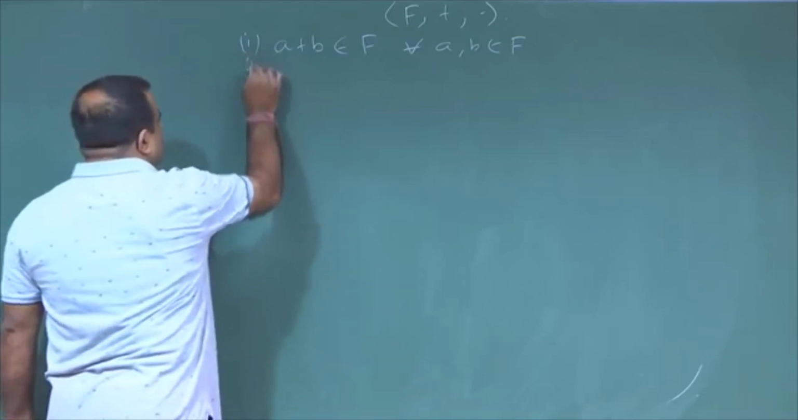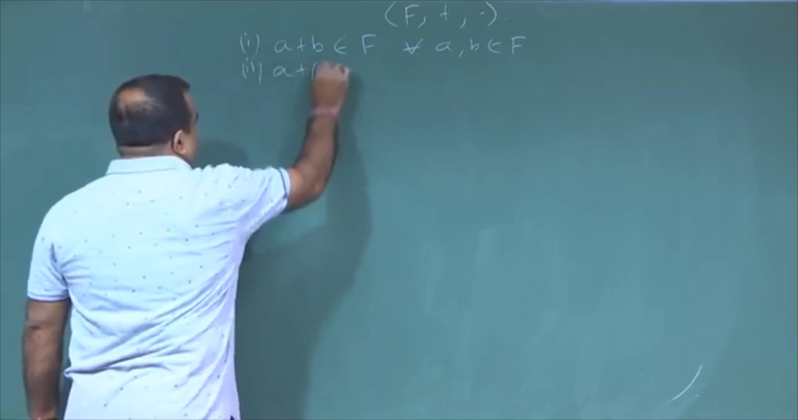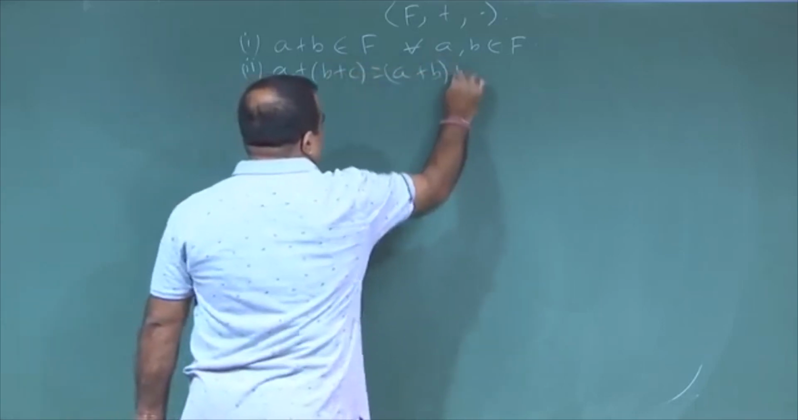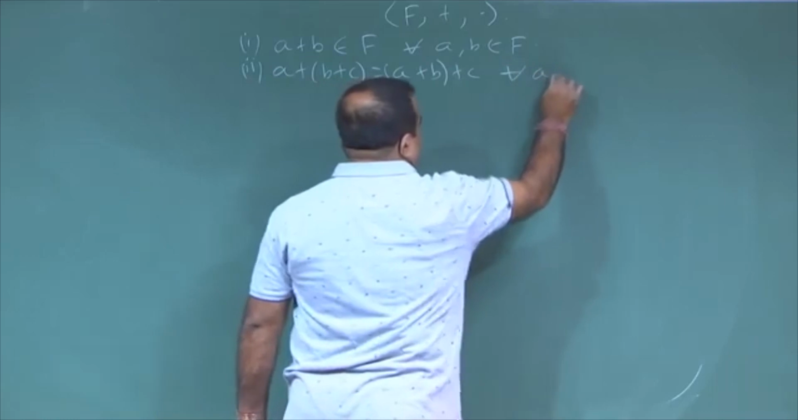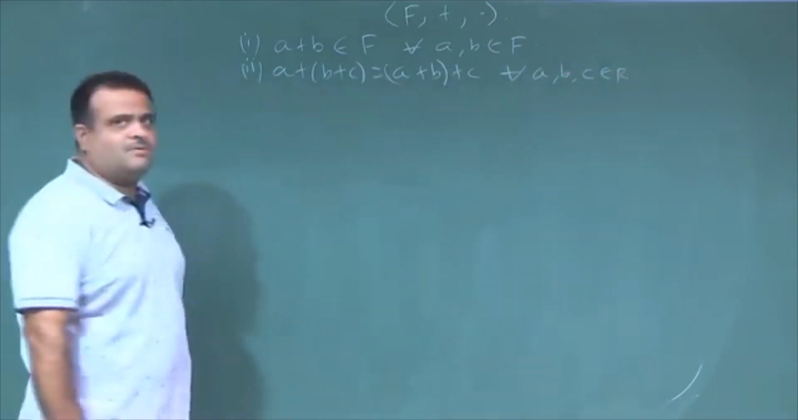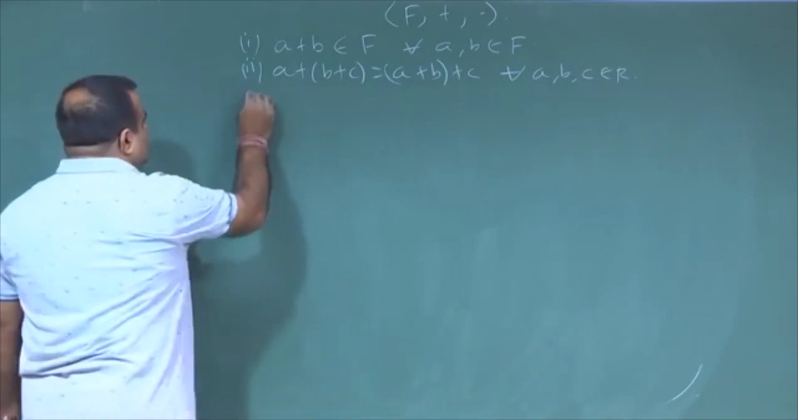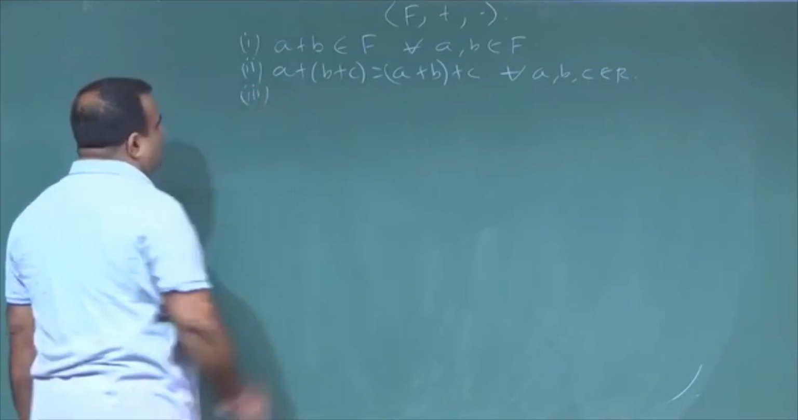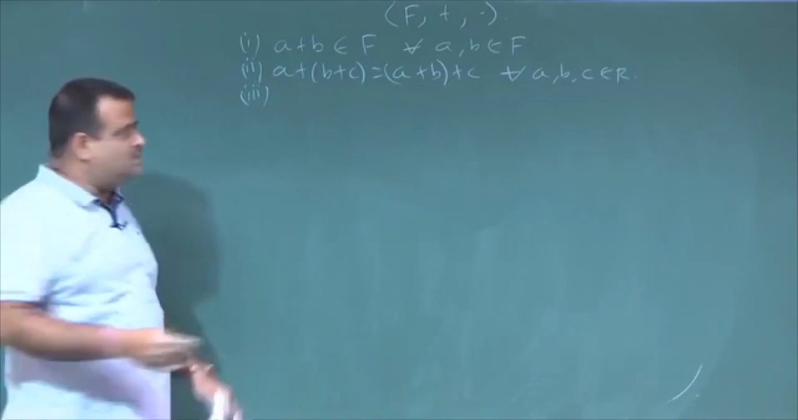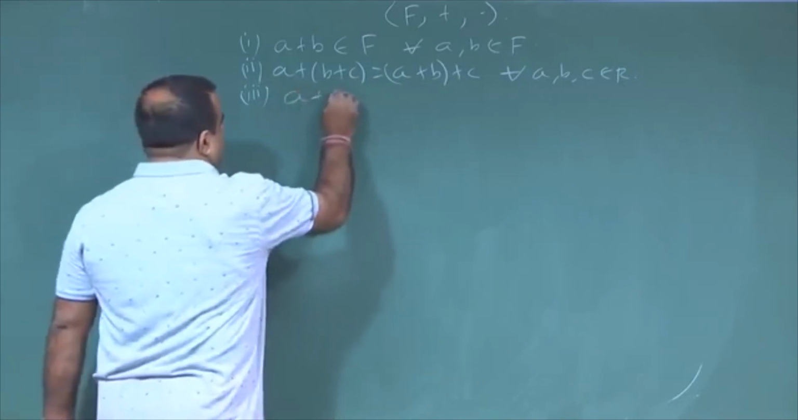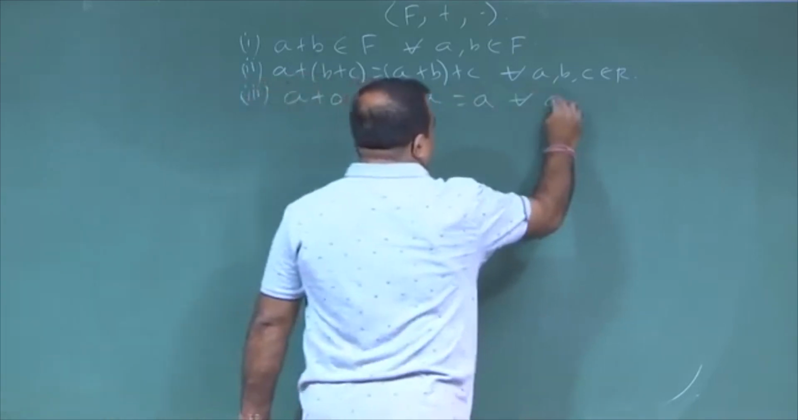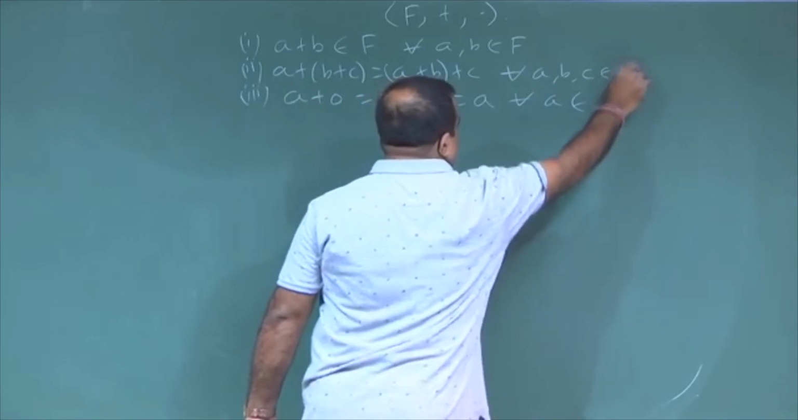Okay. Now, associativity property: (a + b) + c is equal to a + (b + c), and this is for all a, b, c belonging to F. This is the associativity property. Now, existence of identity, additive identity, which we usually denote by 0. a + 0 is equal to 0 + a is equal to a. So, this is F.